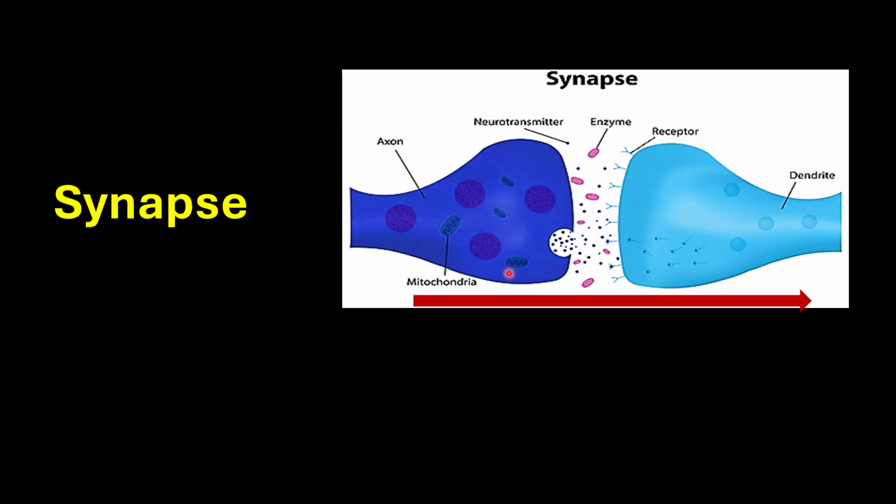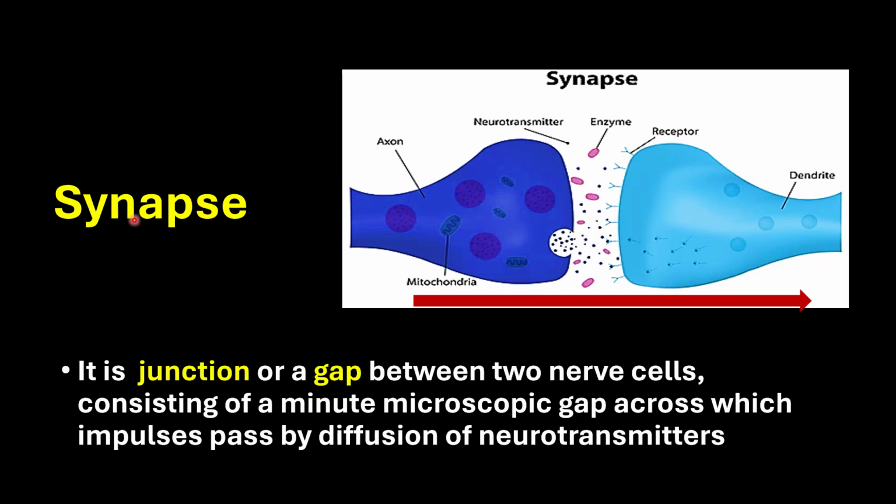So you can see this is actually an axon and a dendrite. Information is transmitted from the axon, then it goes to the dendrite, and the dendrite will take it to the cell body, process it, and then transmit it along the axon. And it's very, very fast. So this gap, this space here, a microscopic gap, is what is called a synapse. What then is a synapse? A synapse is a junction or a gap between two neurons consisting of a minute microscopic gap across which impulses pass by diffusion of neurotransmitters.